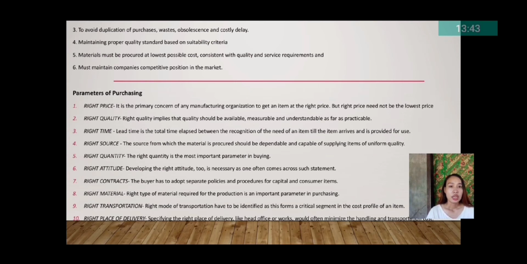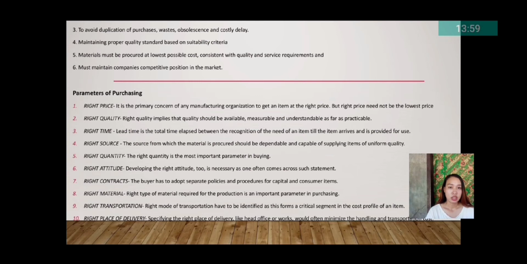Right material. The right type of material required for the production is an important parameter. So, it is important for a product. You need to order the material, and it must meet the right parameters.